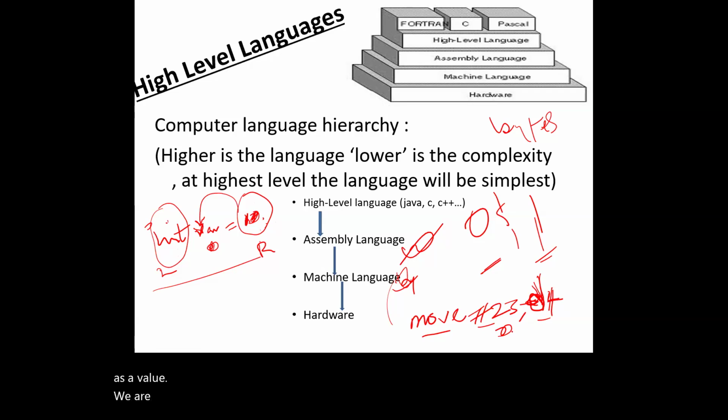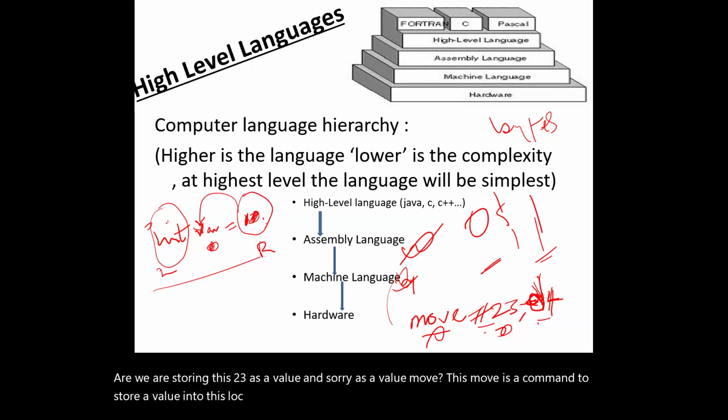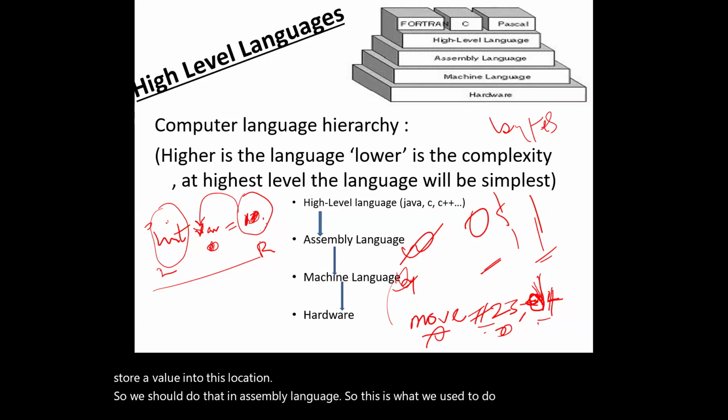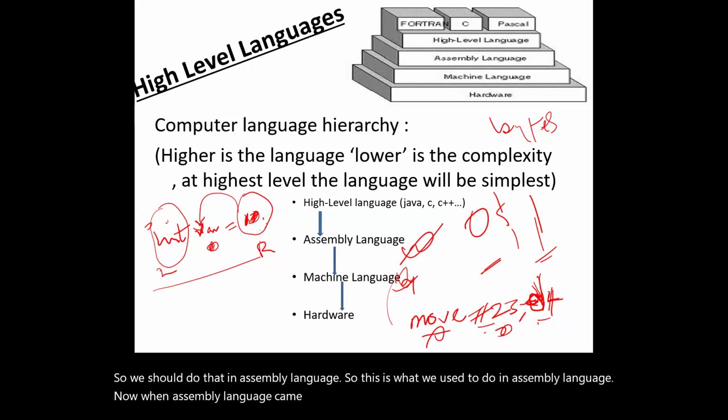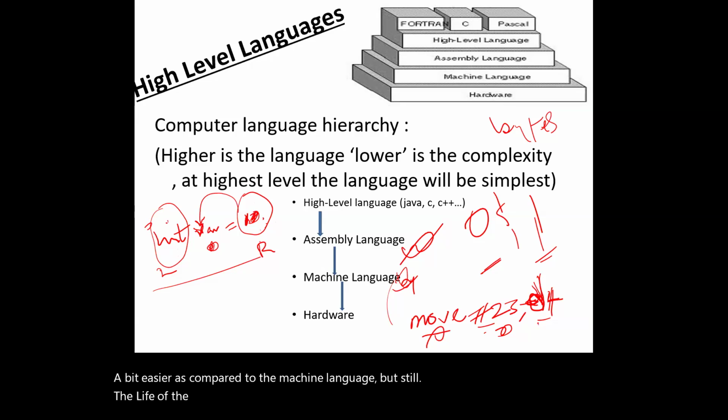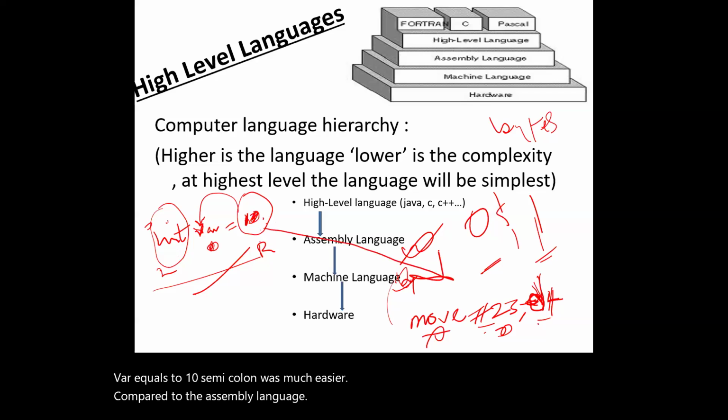This move is a command to store a value into this location. So this is what we used to do in assembly language. Now, when assembly language came into existence, it made the life of a programmer a bit easier compared to machine language. But still, the life of the programmer was very complex, because writing int var = 10; was much easier compared to the assembly language.